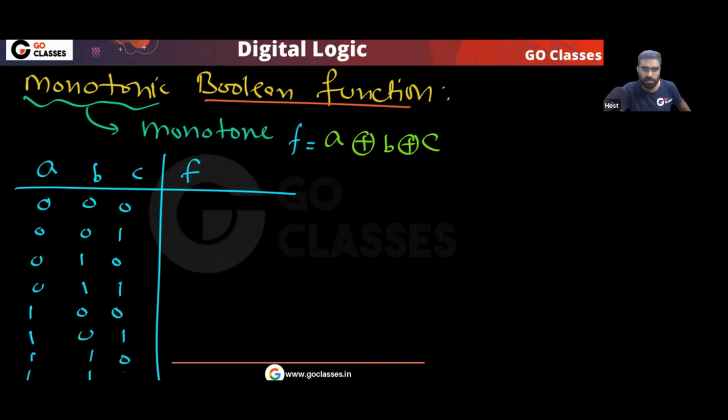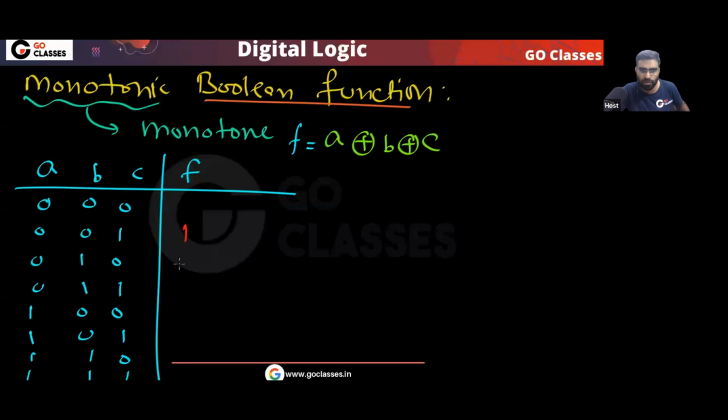Is this monotonic or not? This is your exclusive OR of 3 inputs. So this function will be 1 when an odd number of inputs are 1. Here you can notice an odd number of inputs are 1, so this function will be 1.